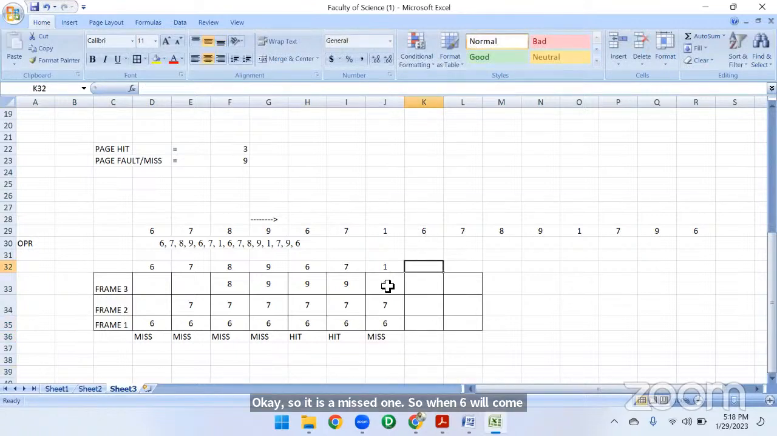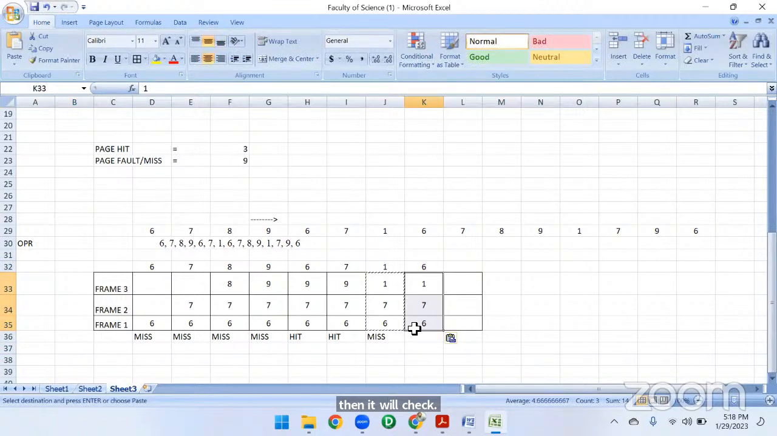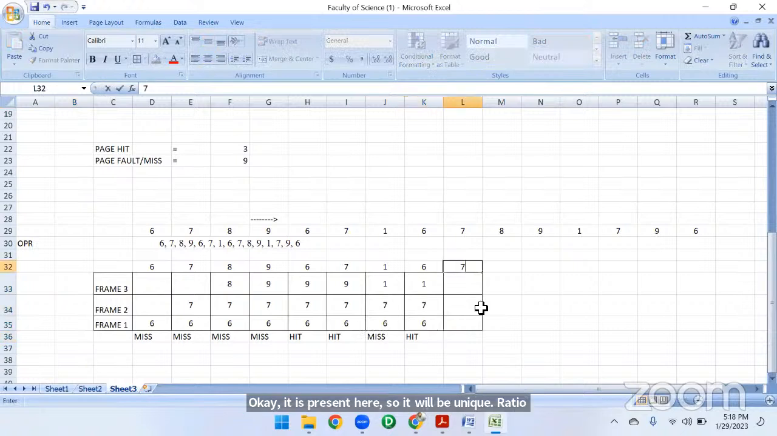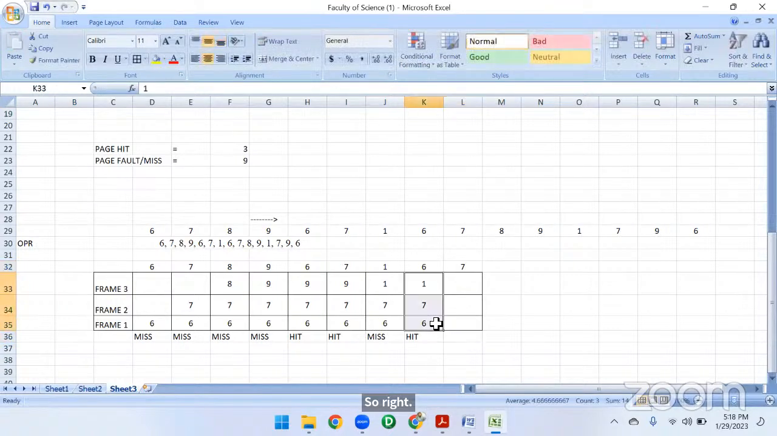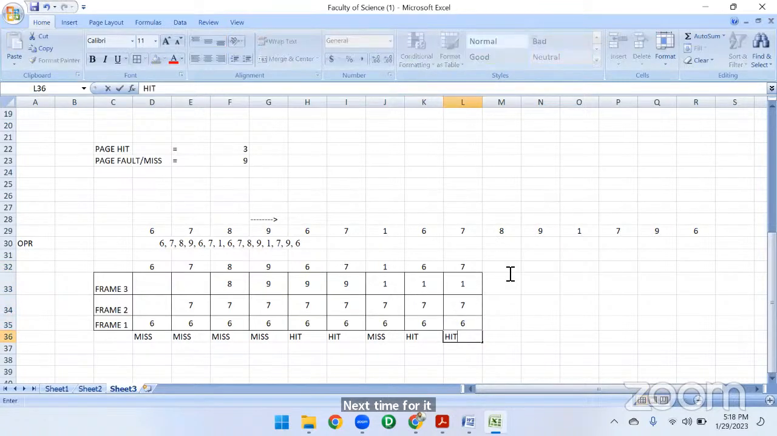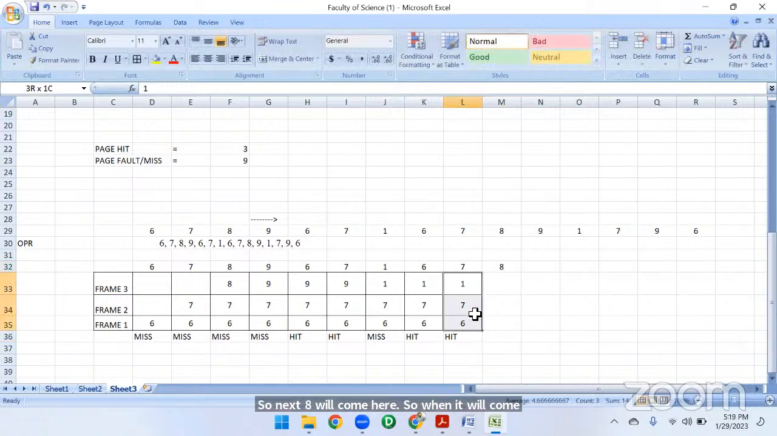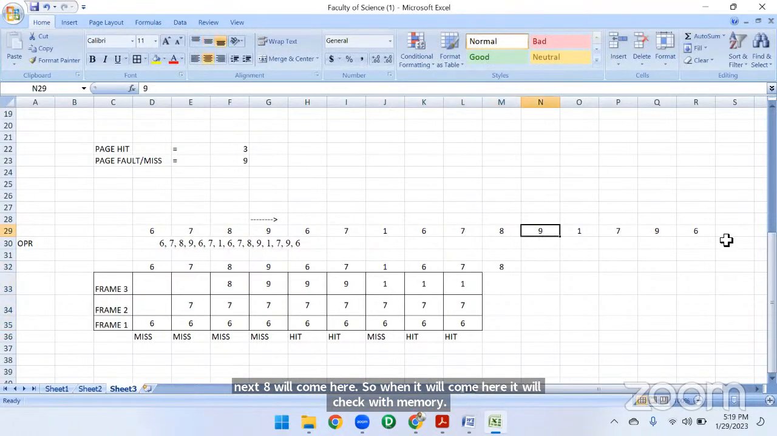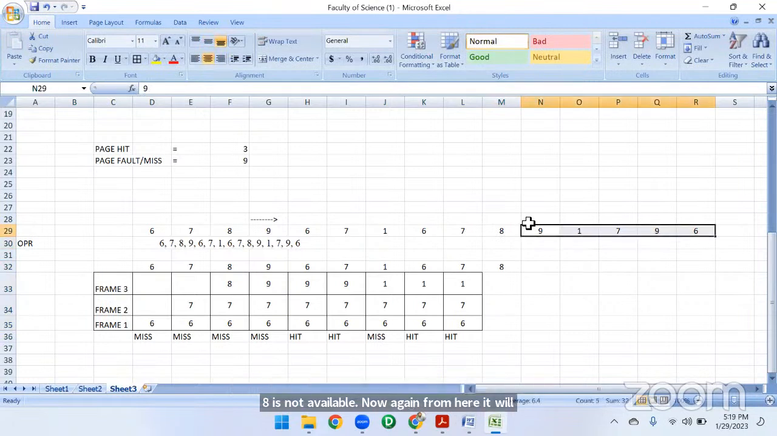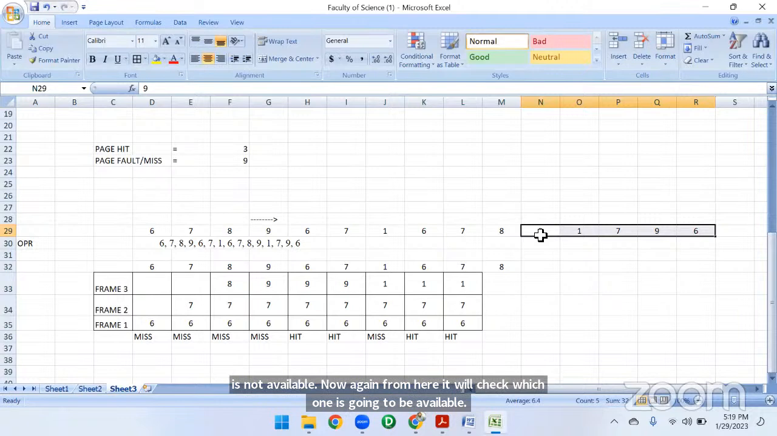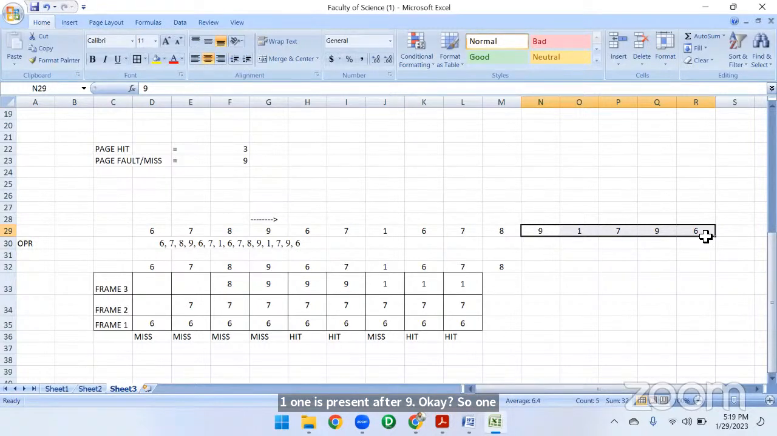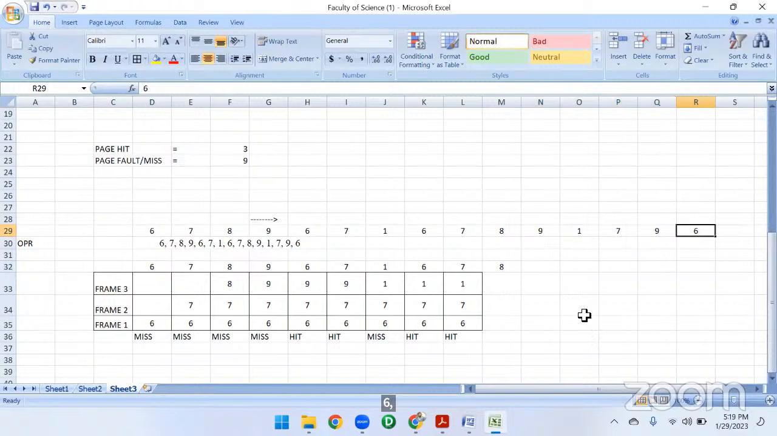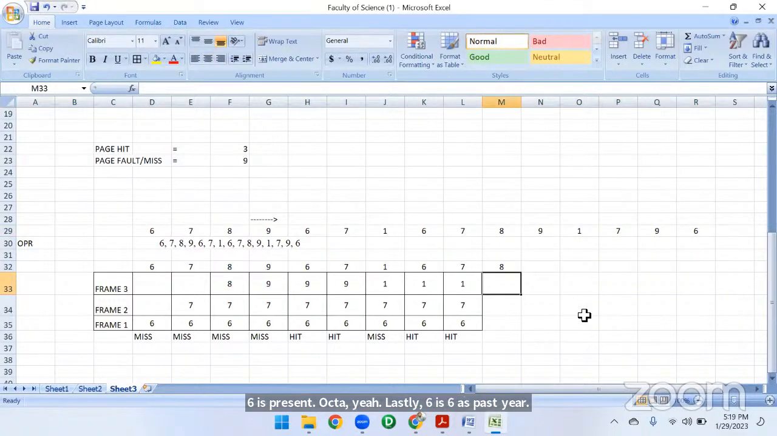So when 6 comes here, again it will check. It is present here, so it will be a hit ratio. Next, 7 also comes, hit. Next also hit. Next 8 will come here. When 8 comes, it will check with the memory. 8 is not available. Now again from here it will check which one is going to be used. 1 is present after 9. 7 is present after 6. 6 is present, lastly 6 has been placed here. So it is going to be replaced with 6. Yeah, it is a miss.